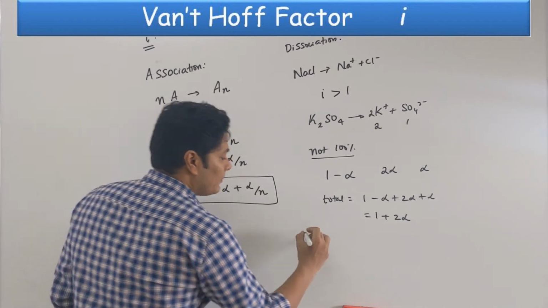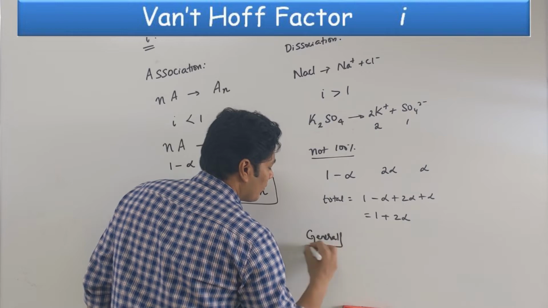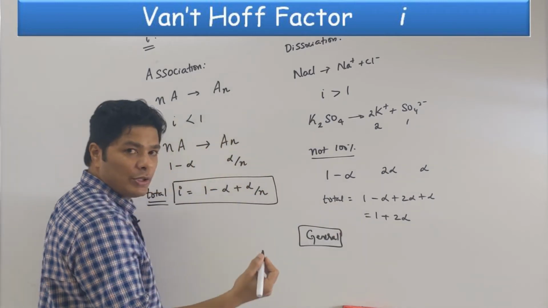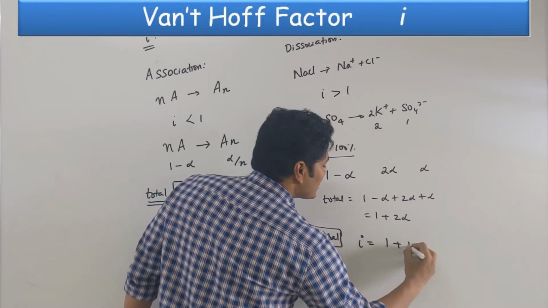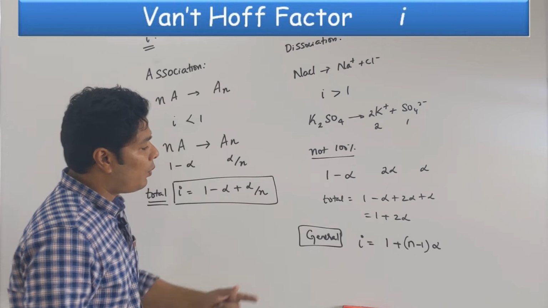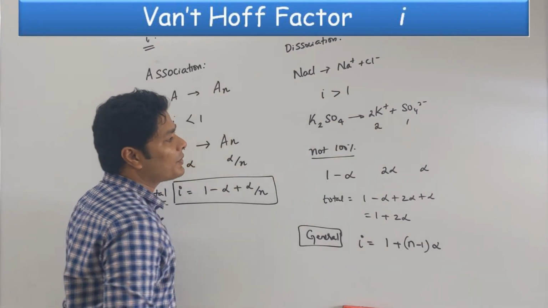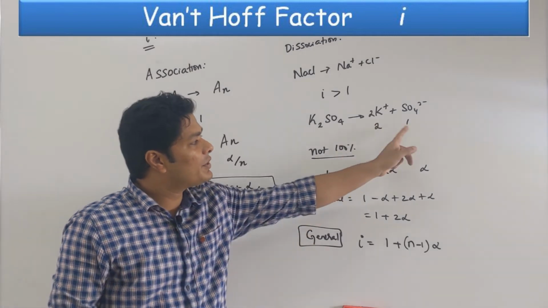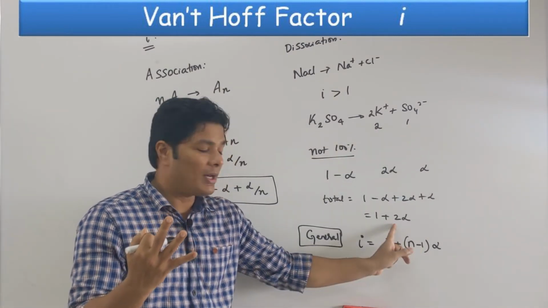So in general, for any given solute, i equals 1 plus (n minus 1) alpha. What is n? It is nothing but the number of particles you expect if it is 100% dissociated. If it is 100% dissociated, I should get 2 plus 1, 3. 3 minus 1 is 2, so 1 plus 2 alpha.